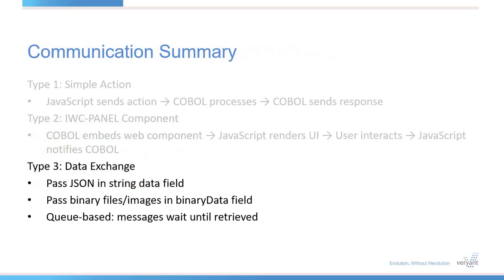The third communication type is to just pass data back and forth using JSON. This data could be a picture, for instance, to attach to a human resources file. Or it could be information that the COBOL program sends to the user, maybe a report or an invoice or a CSV export of some data.